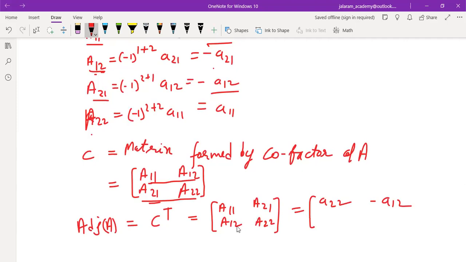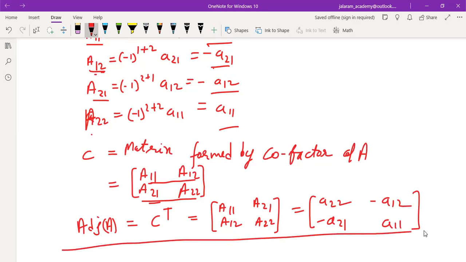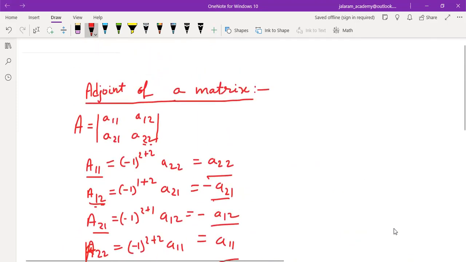So A12 is minus a21. A22 is a11, element of first row, first column. So this is the adjoint of A, and this is the method to find the adjoint of A.